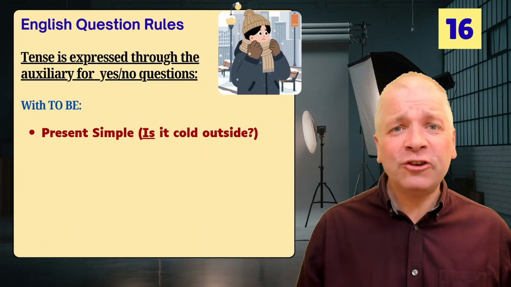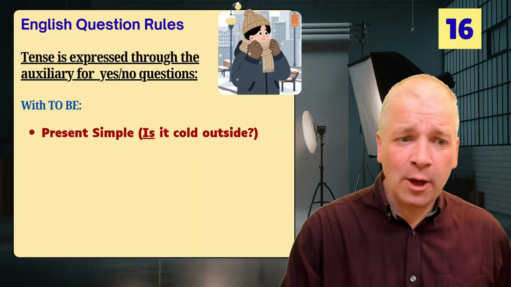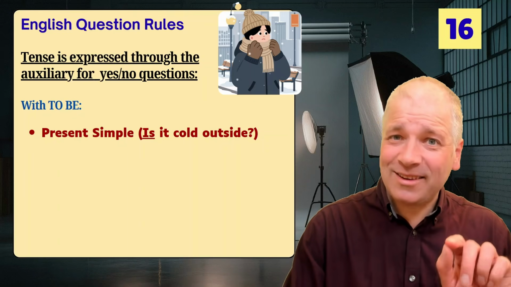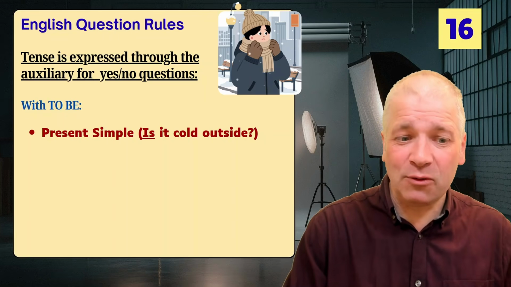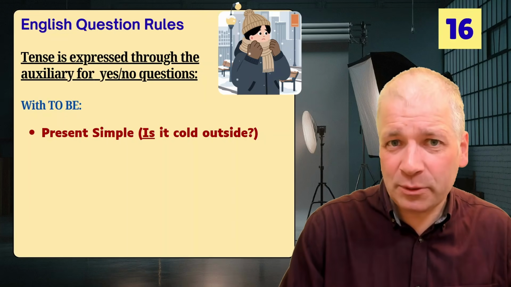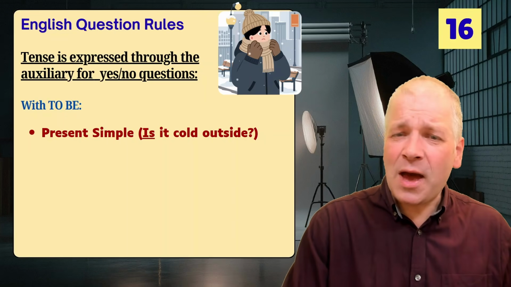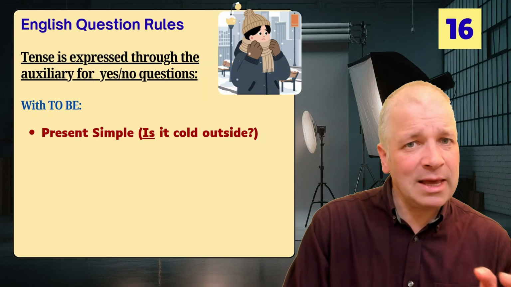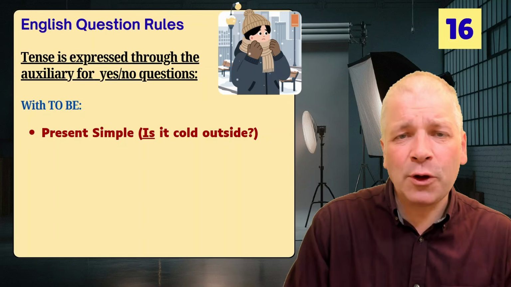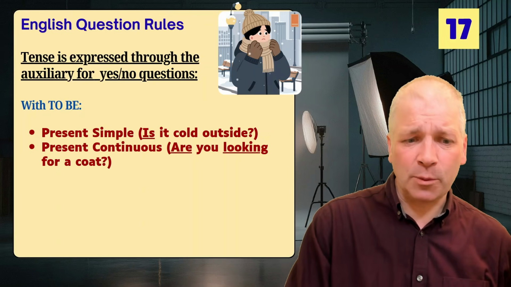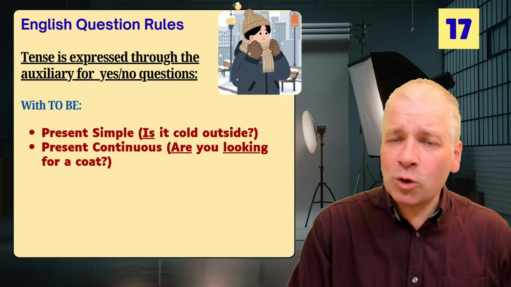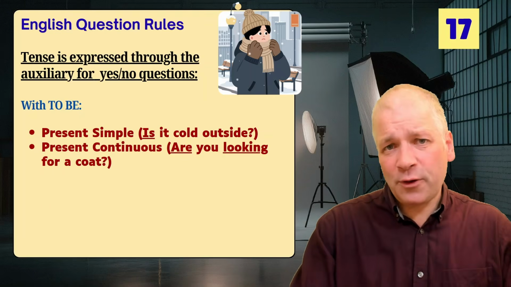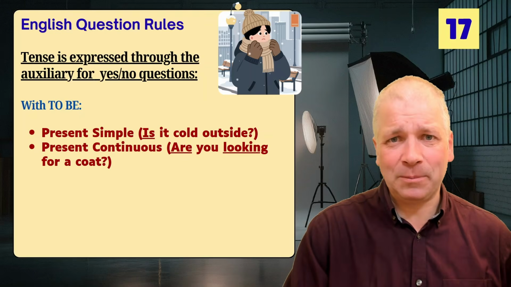So, how do we change tense with questions? Well, with yes or no questions, tense is expressed through the auxiliary. So here are some examples. If the auxiliary is to be, then an example of the present simple, is it cold outside? So is the present simple in the third person of the verb to be. For the present continuous, are you looking for a coat? So the verb has the ing form here.